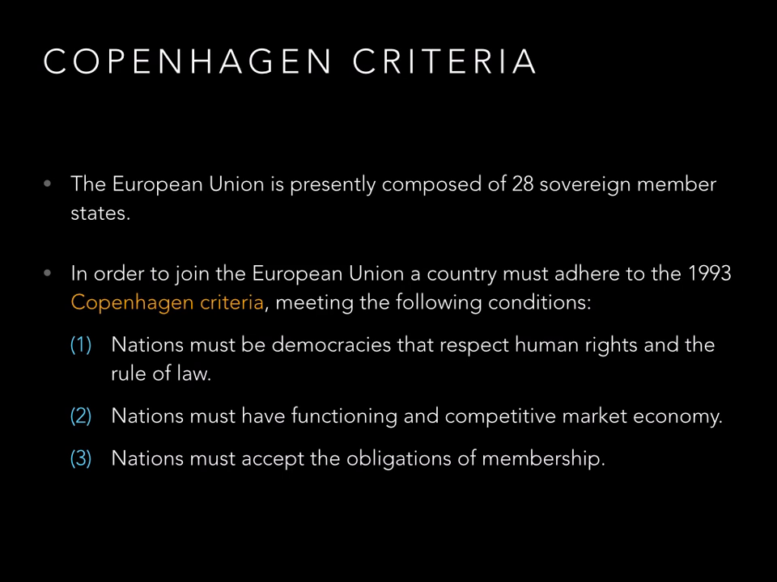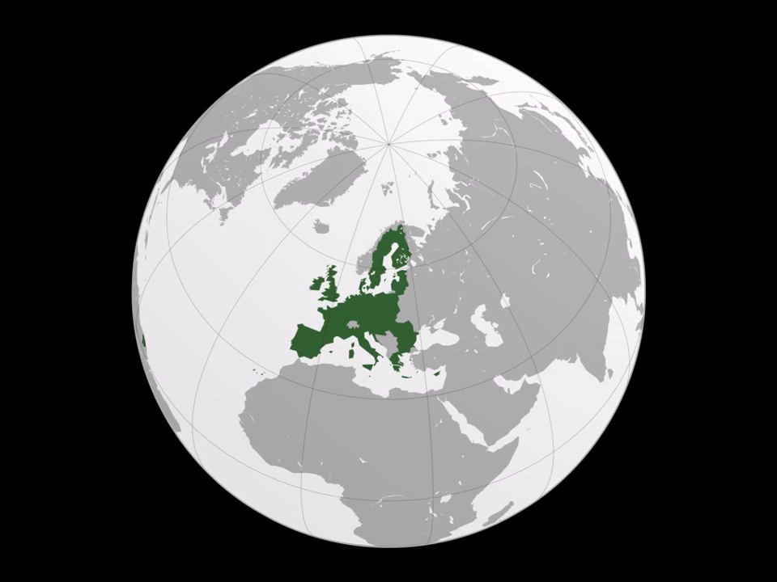Nations have to be democracies. They have to respect human rights and the rule of law. Nations must have a functioning and competitive market economy, a free enterprise economy. And nations must accept the obligations of European Union membership. Here's an overall view of the members of the European Union today.